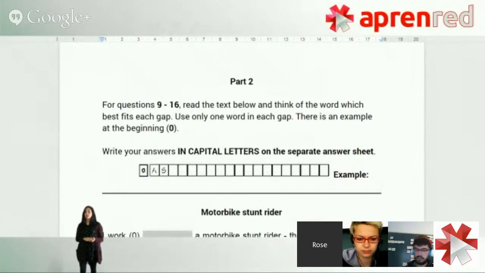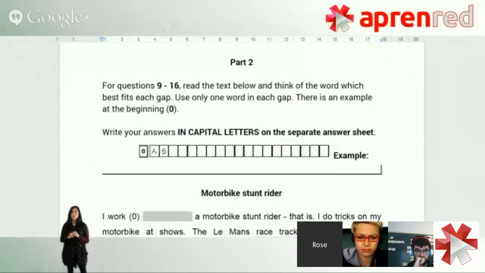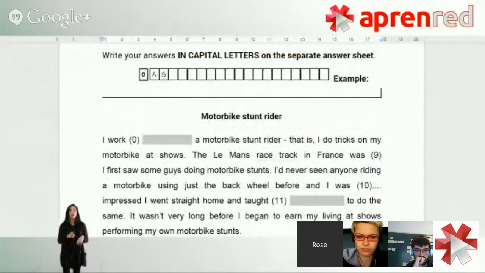Hopefully you can see it. Let's read the text. This first questions 9 to 16. Why 9 to 16? Because part 1 will have 1 to 8. This is part 2. 9 to 16. Read the text below and think of the word which best fits each gap. Use only one word for each gap. There's an example at the beginning. The example is 0, you can see it there. It says write your answers in capital letters on the separate answer sheet. For example, 0, as. Scroll down a little bit, please. You see, I work 0, and you already know that 0 is as.